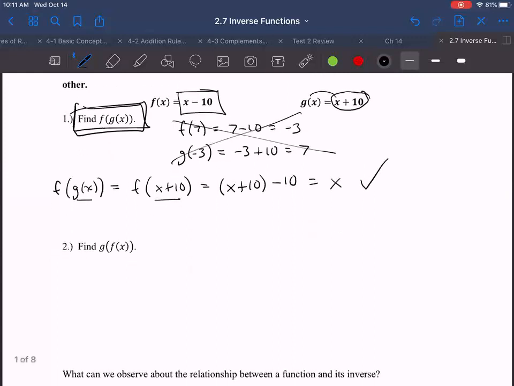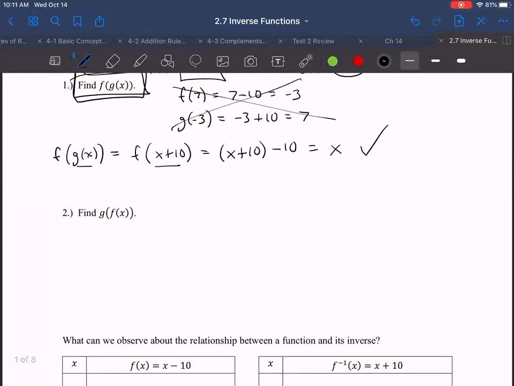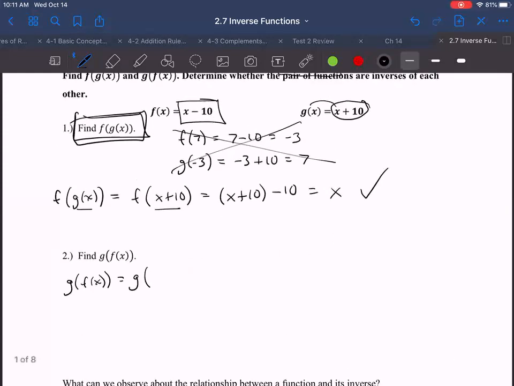And in fact, we can do number 2 here where we reverse it and we do g of f of x like that, which is g of, what was f of x? x minus 10, which equals g is x plus 10, so it becomes x minus 10 in place of x, and then our plus 10, and this again just equals x. So if you plug one inside, you do this composite function of the two functions, and you end up just getting x as a result, what this tells you is that they are inverses of each other.